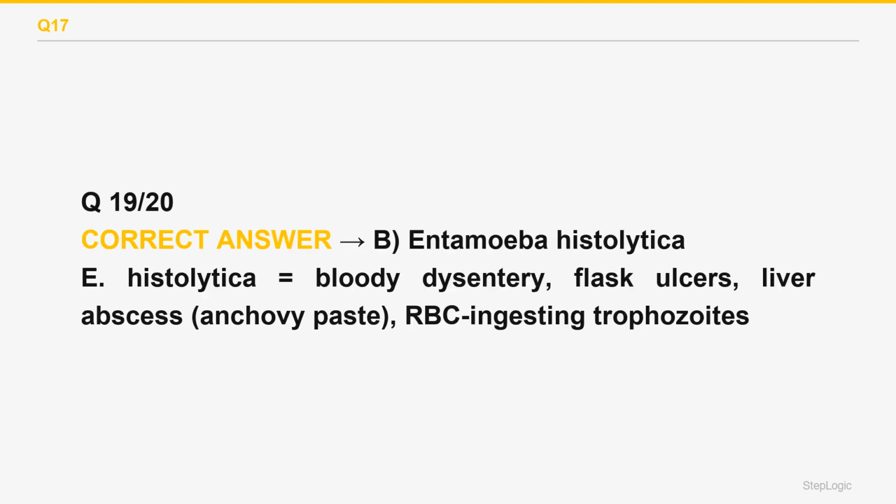The correct answer is B. The combination of bloody dysentery, flask-shaped colonic ulcers, anchovy paste liver abscess, and trophozoites containing ingested red cells is essentially pathognomonic for Entamoeba histolytica. Contrast with Giardia, which causes a non-bloody, fatty diarrhea without invasion. Treatment is metronidazole for the invasive trophozoites plus a luminal agent like paromomycin to eradicate cysts. The invasive amoebic dysentery with flask ulcers and liver abscess is Entamoeba histolytica.